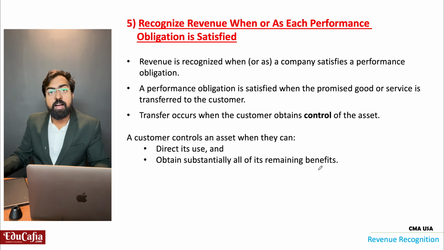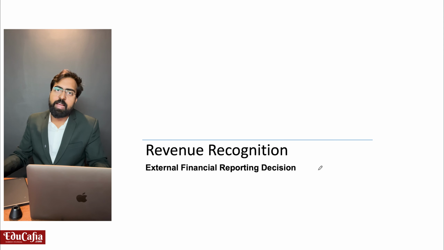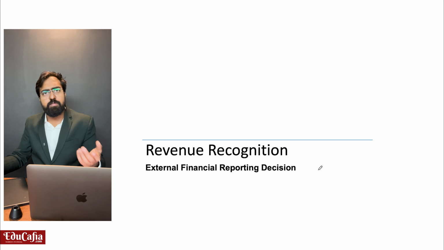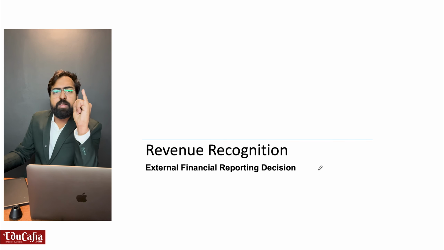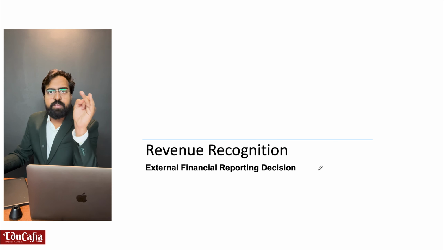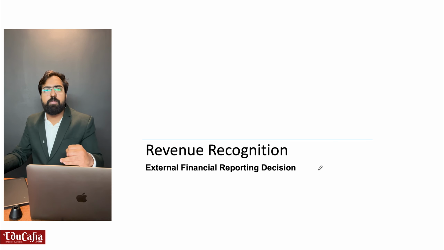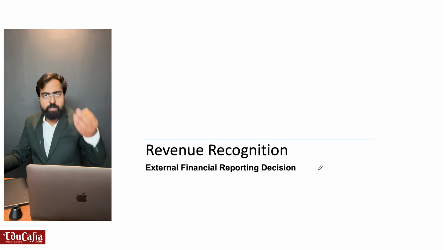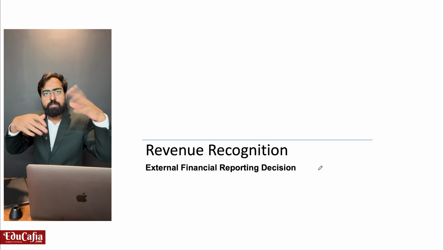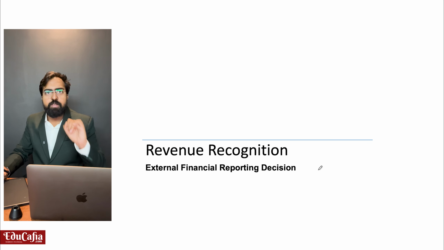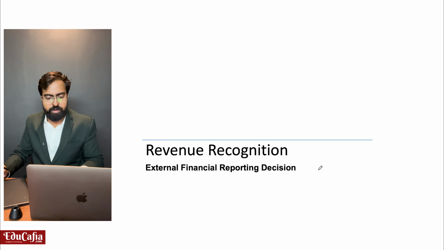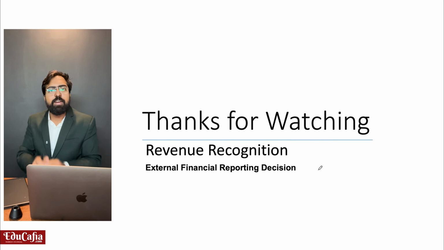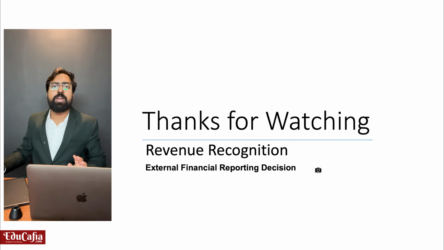So these are the 5 steps to recognize revenue. What are the 5 steps? Very simple. First of all, we have to check whether it is a contract or not. Next, we have to identify the separate performance obligations. Next, we have to determine the transaction price. Fourth, we have to allocate the transaction price to the performance obligations. Fifth, recognize the revenue when the performance obligation is satisfied. Very easy, right? So this is nothing but revenue recognition.